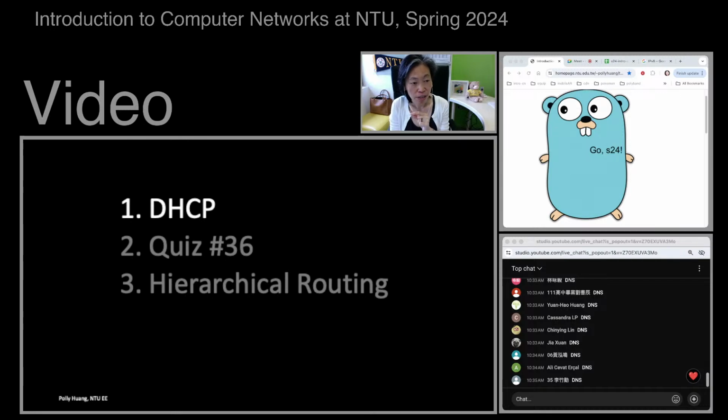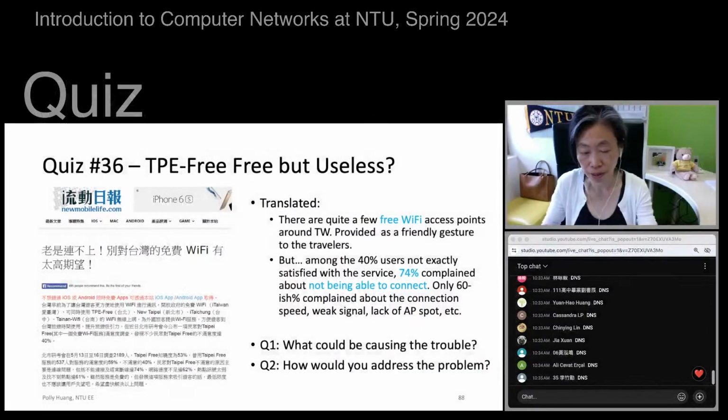Okay, good. So before we go into quiz 36, I hope that you see more clearly how DHCP works, and a bunch of information that are very important: the IP address, of course, the first hop IP address, the network mask, and the DNS server's IP address. So keep these in mind. And now let's move on to quiz 36.